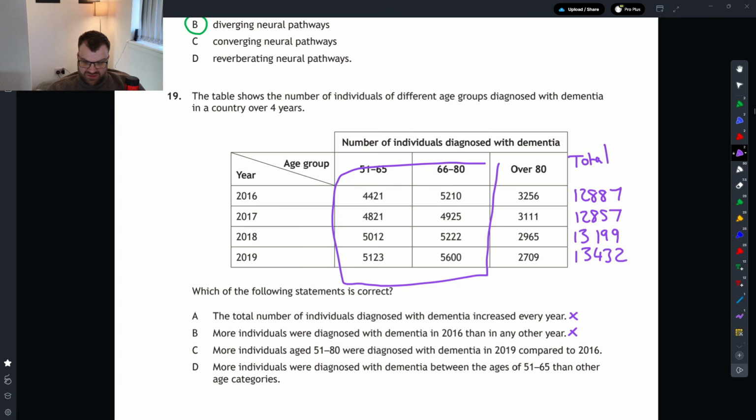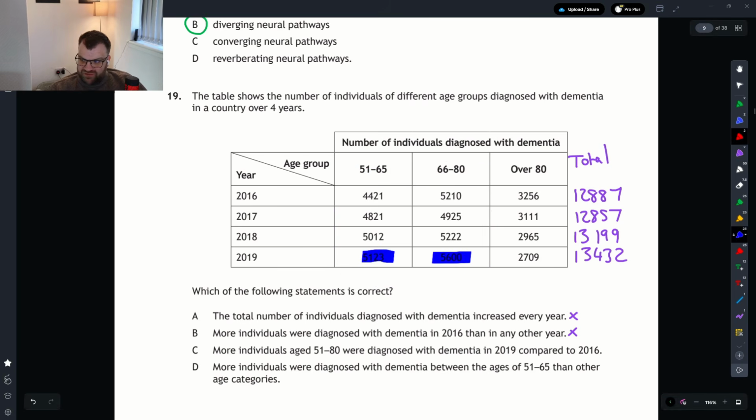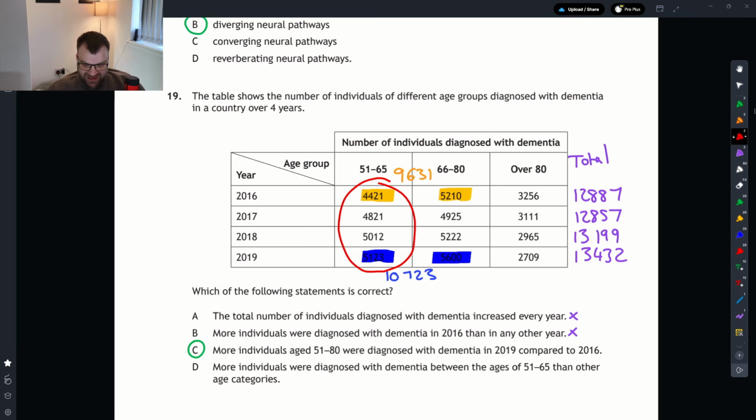Okay, so 2019, add those two together, you will get 10,723 versus 9631. That's looking correct. That is bigger than that. More individuals were diagnosed in 51, so in the first one, than any other categories. Well, they can't both be right. So then we need to check this set and the next set.